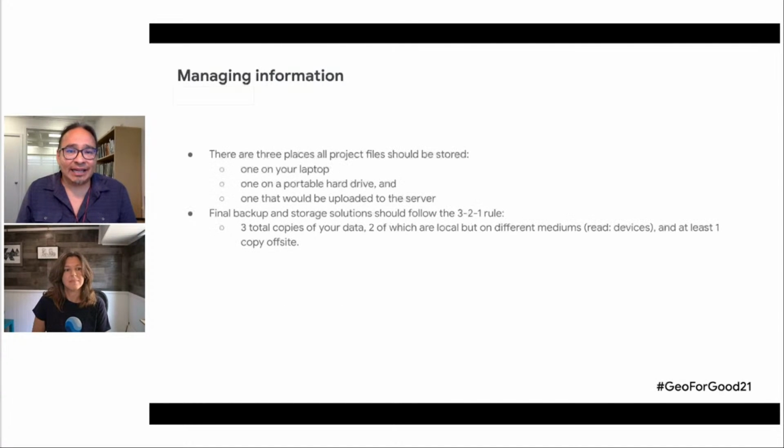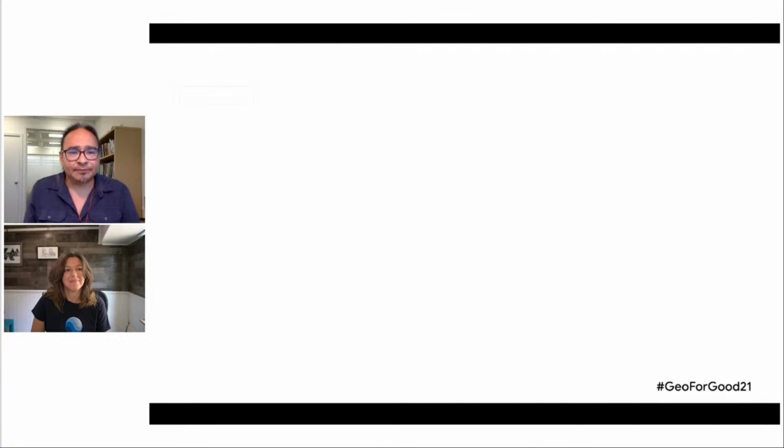And then at the end of the day, you want to make sure that you store your data in three places. One on your computer or laptop, one on a portable hard drive, and if you have a remote server, one that would then be uploaded to that remote server. So we usually use the 3-2-1 rule: three copies of your data, two of which are local, and at least one that's offsite.